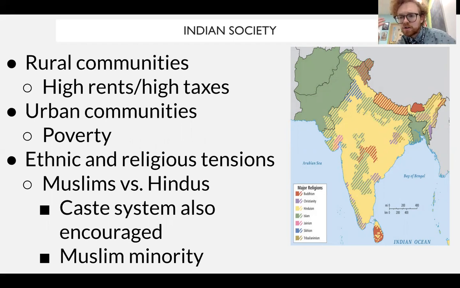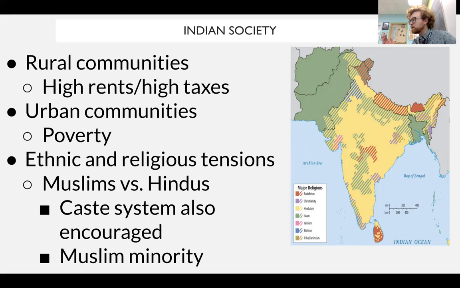We have this tension that's being played out in the countryside and the cities themselves. In the countryside, we have extremely high rents. We have high taxes. Landlords are either British or they are wealthy Indians that are collaborating with the British. So we have very high economic poverty in the countryside in India. And that's contributing again to anti-British sentiment because there is this perception that the British are encouraging this economic inequality.